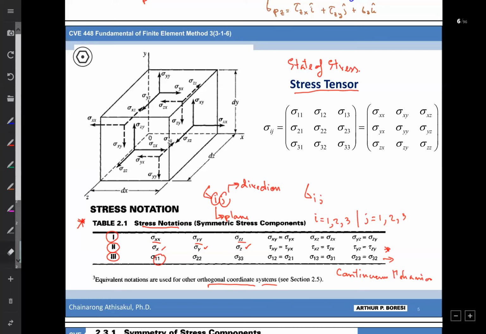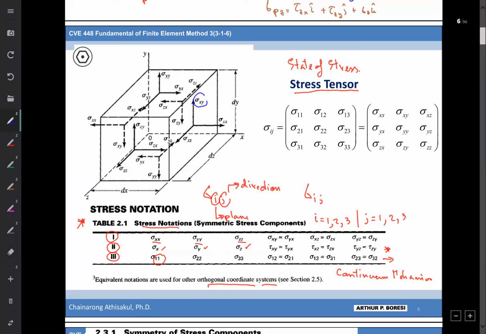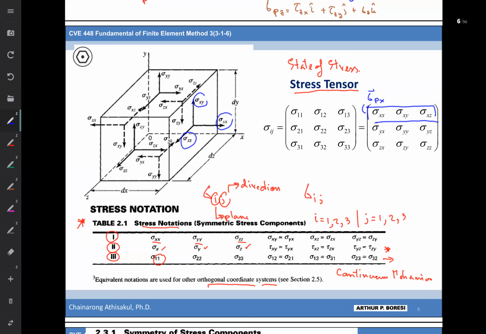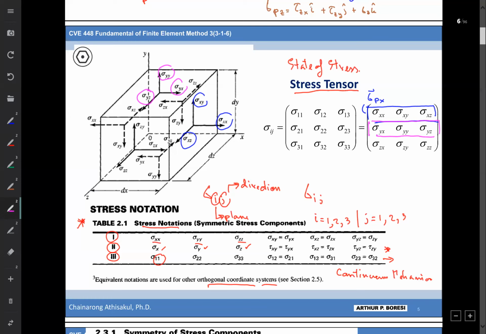If we focus on the stress along the x plane, we have three components: this normal component and these shear components. That is the first row, representing sigma px. If we talk about the y plane, you will see the stress components sigma yy, sigma yx, and sigma yc. That is the second row of the stress tensor, representing sigma py.